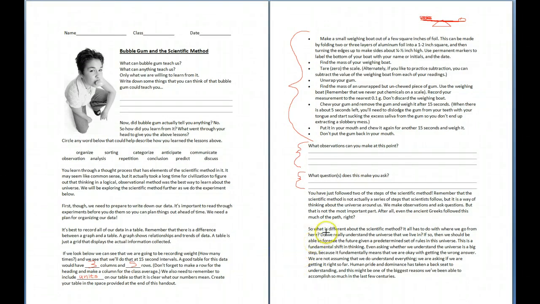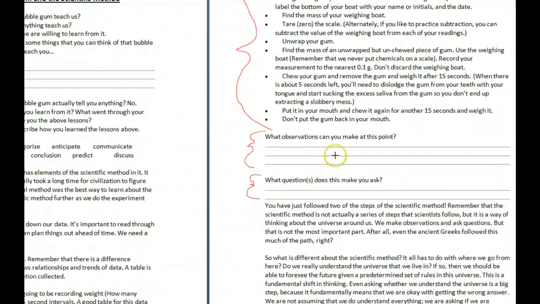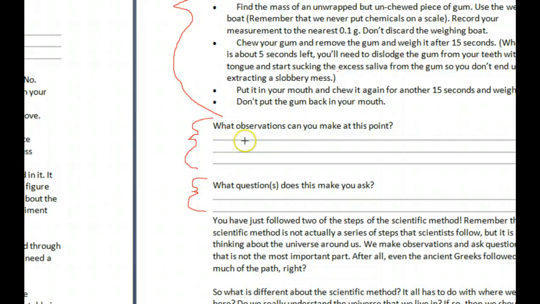Now that you have looked at this, let's see what you might have put for some of your answers. It says, what observations can you make at this point? Hopefully you made the observation that the gum is losing mass. The gum should have been losing mass after you do that experiment. You may have never realized that before while you were chewing gum, but this is what happens when you chew gum. The gum is losing mass.